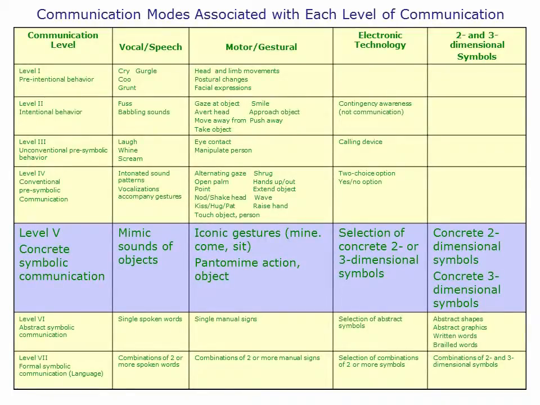At level 5, we have the first instances of symbolic communication in the form of concrete symbols, symbols that have a physical relationship to their reference. Individuals who are not ready to use abstract symbols yet may learn to use two-dimensional symbols, photos and line drawings, and three-dimensional symbols, objects that are used as symbols. In terms of electronic technology, we see some communication devices that incorporate the use of these concrete symbols, especially picture symbols, as a way to identify the messages.